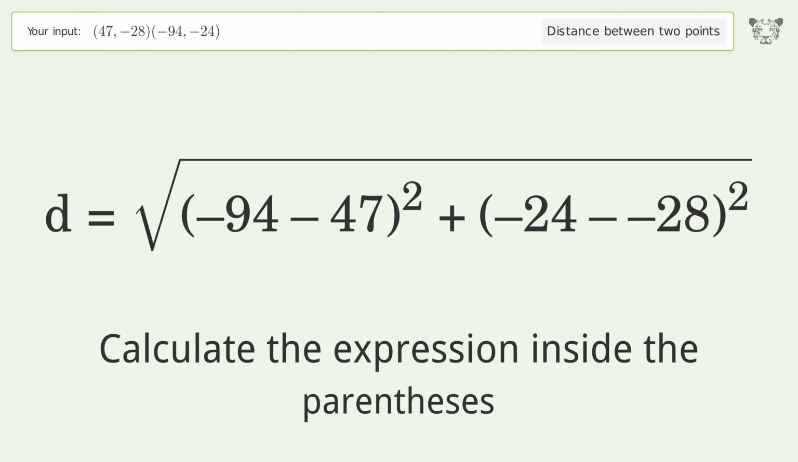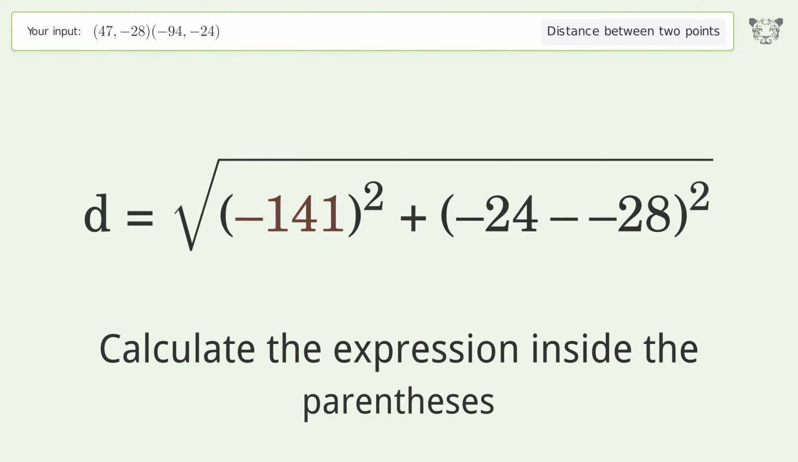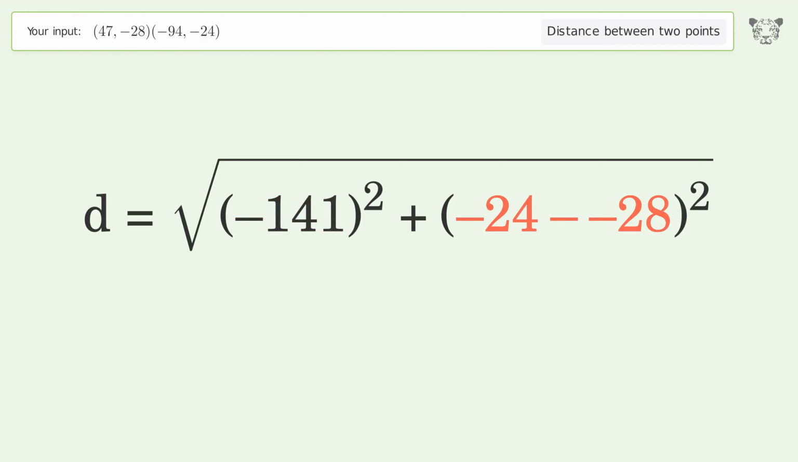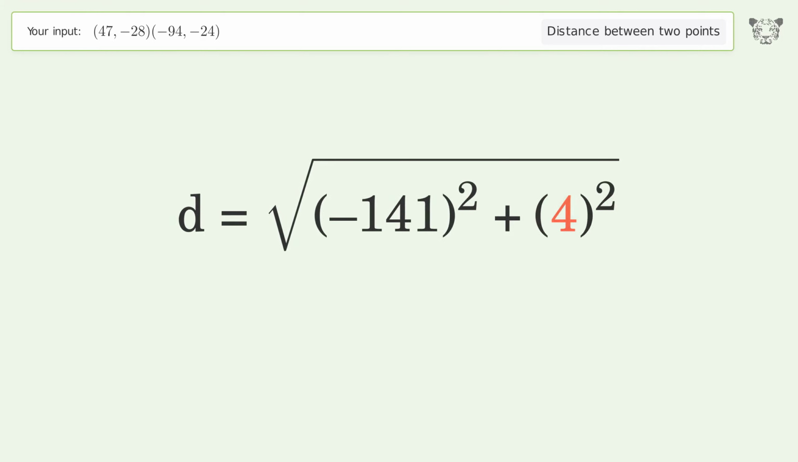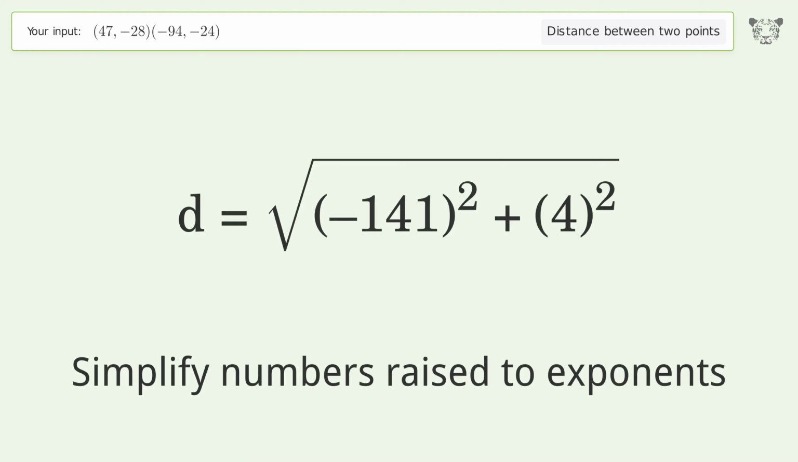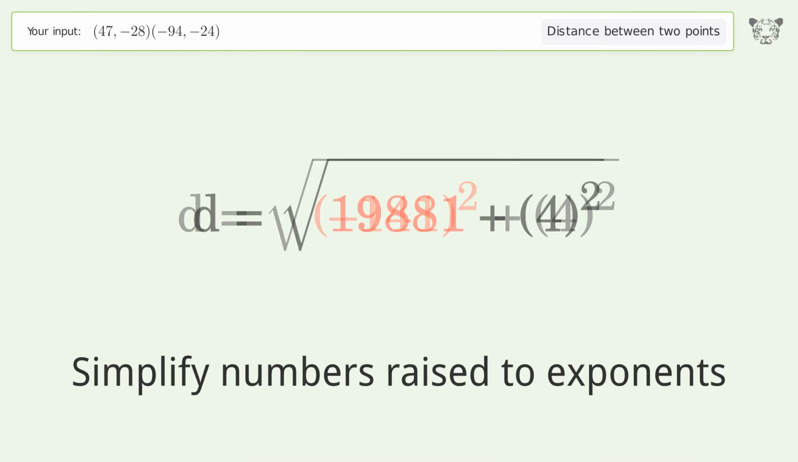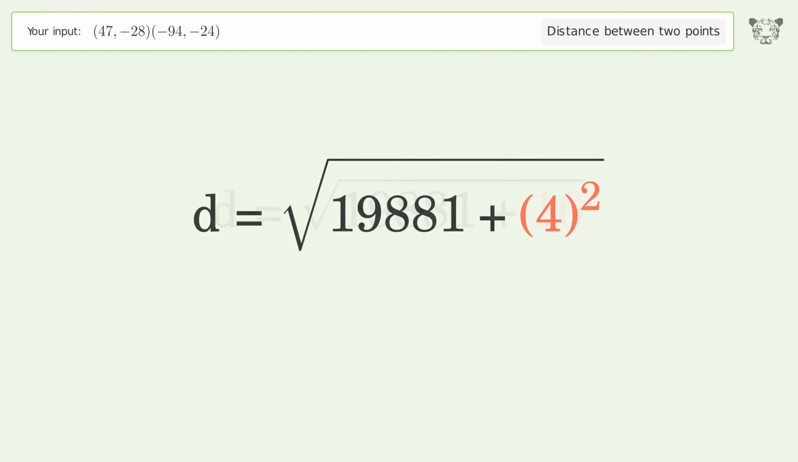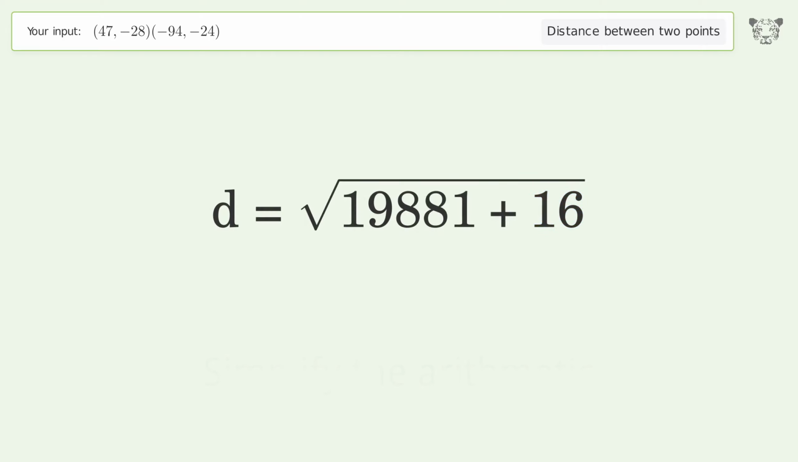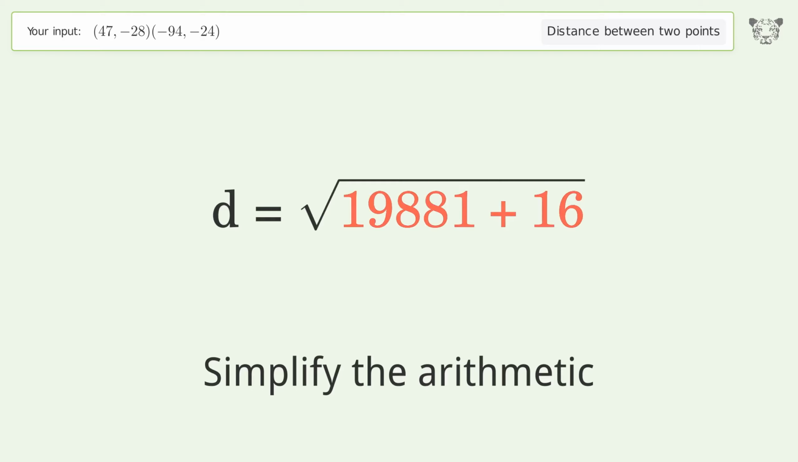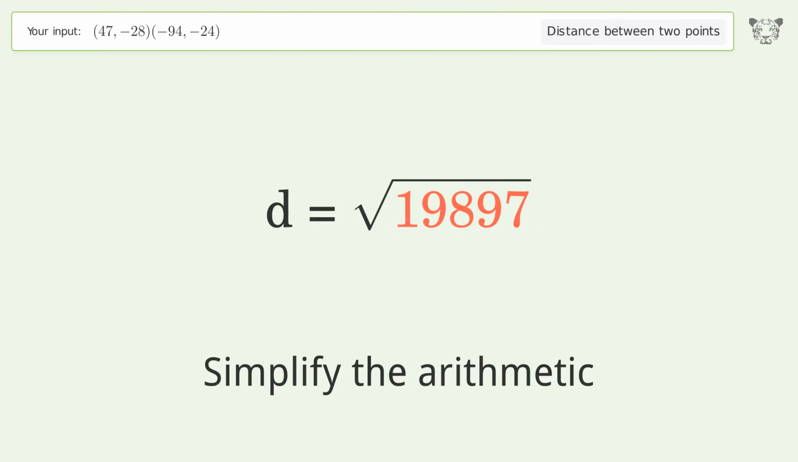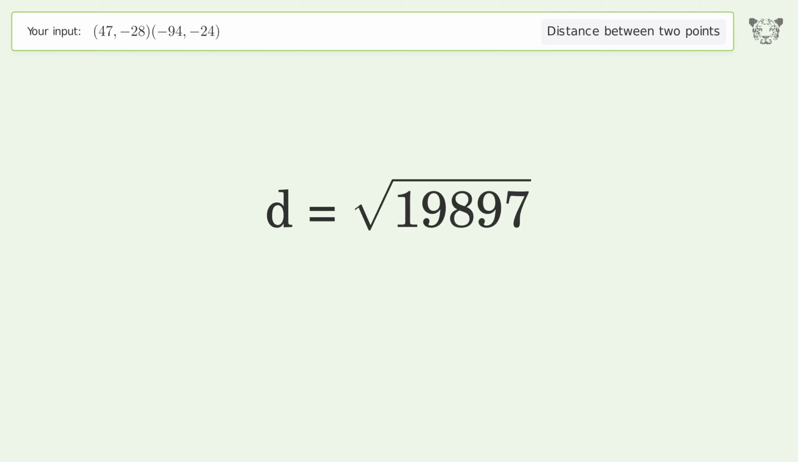Calculate the expression inside the parentheses. Simplify numbers raised to exponents. Simplify the arithmetic. And so the distance between the 2 points is the square root of 19,897 or 141.057.